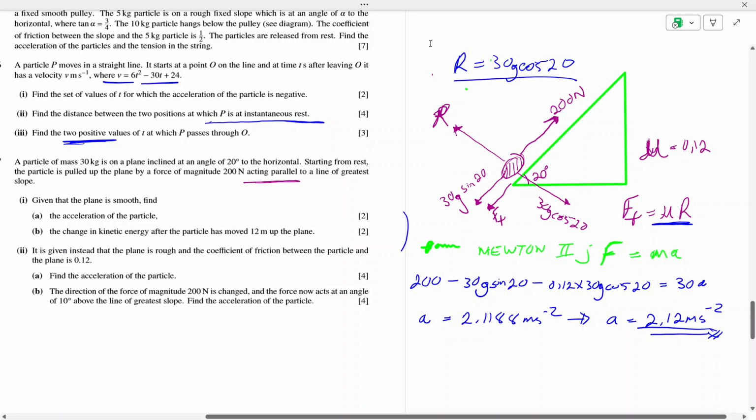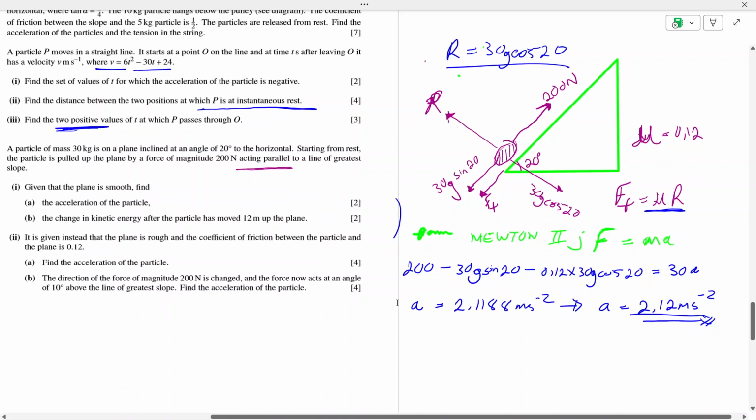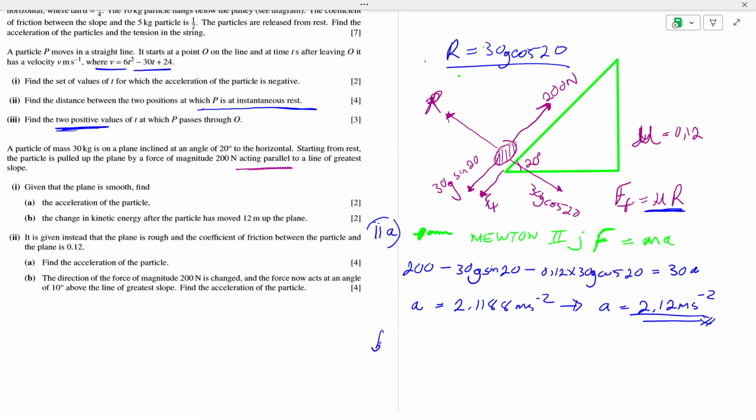All right. And then B, part 2B, it says the direction of the force of magnitude 200 is changed, and the force now acts at an angle of 10 degrees above the line of greatest slope. Find the acceleration of the particle. All right. So this was part 2A, right? Now I want part 2B.